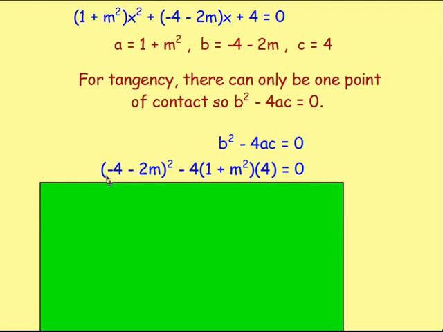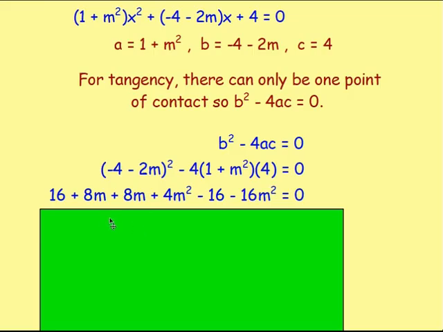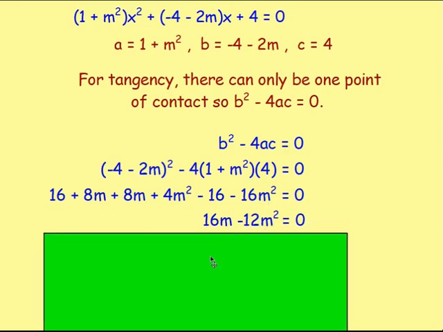Multiply out the brackets then, we'd have our negative 4 take away 2m times negative 4 take away 2m. Square that, and it will give us 16 plus 8m plus 8m plus 4m squared. Here you would have negative 4 times 4 would give us a negative 16. Times that by 1, we've got negative 16. And negative 4 times 4 is 16 again. Times that by m squared, you get negative 16m squared. Gather the like terms, so you would have 16 take away 16, which would disappear, and we'd have 8m add 8m, which is 16m, and 4m squared take away 16m squared is negative 12m squared.